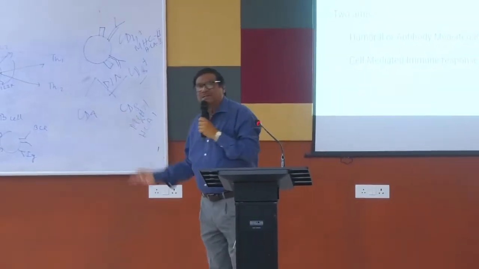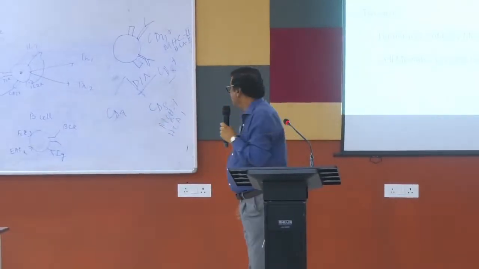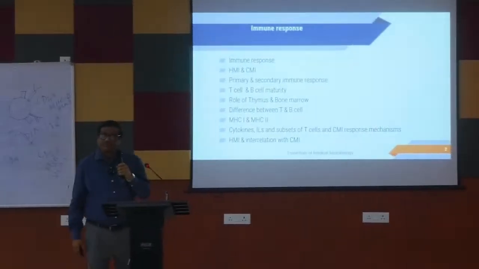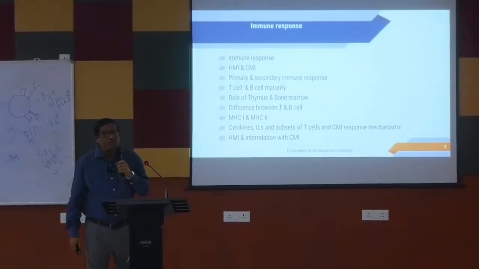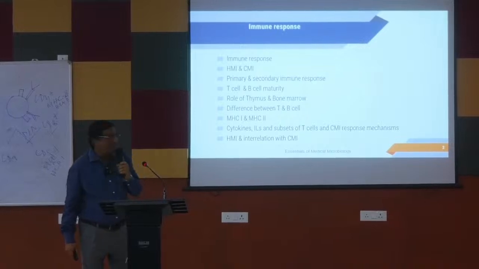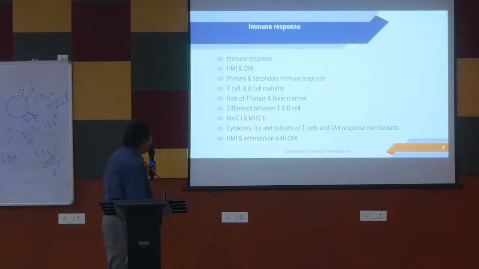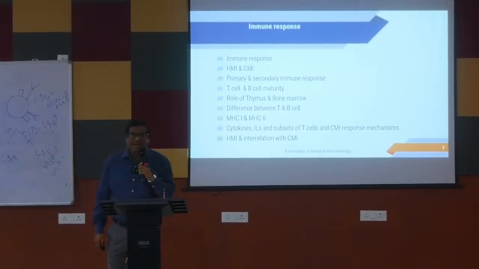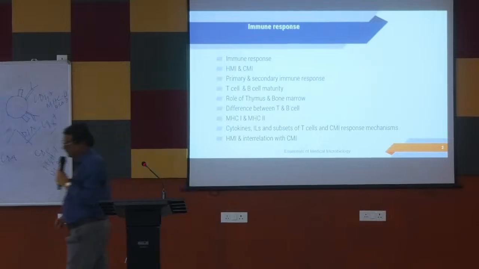So the binding receptors are different. Now, the role of thymus and bone marrow. Now we know what is the role of bone marrow and thymus. Difference between T cell and B cell. MHC1 and MHC2, the leukocytic antigen. And now cytokines, interleukins and subsets of T cells and the central process of immune response.